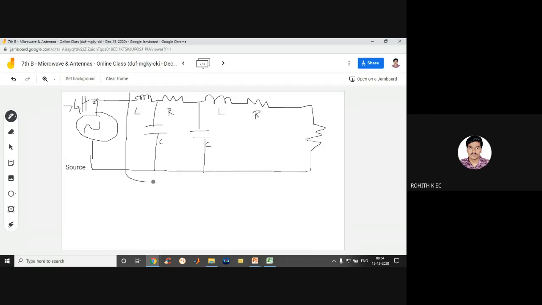Now, why do these components come into picture? I've already discussed this in the case of conventional electronic tubes. These components are parasitics. If you could recall, you would have used this term parasitics in your VLSI design. So these parasitics come into picture because of the high frequency operation, and these parasitics are inevitable. They will be there in the transmission line.